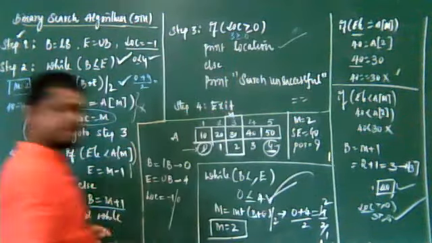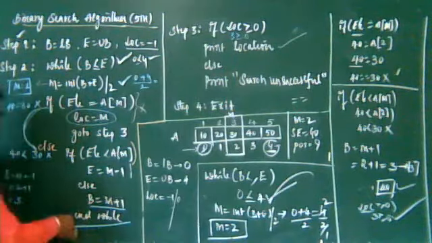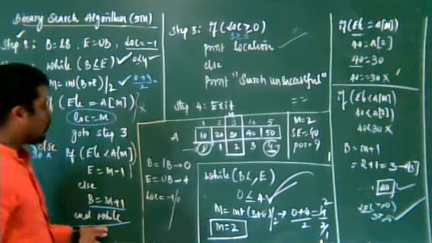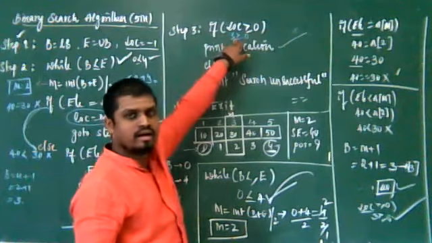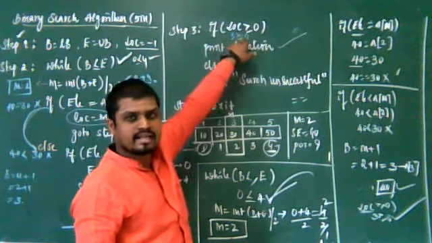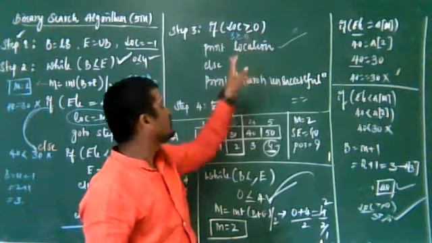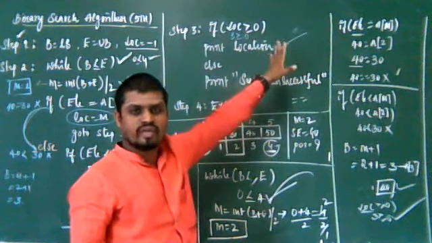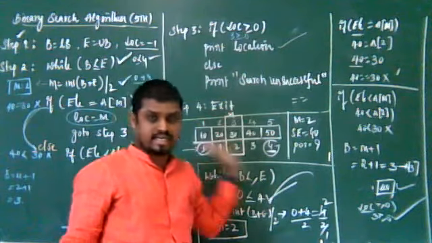Once we got our respected element, it goes to here. Location 3 is greater than 0. The condition is true. Search is successful. The location we got is the position in this particular example.